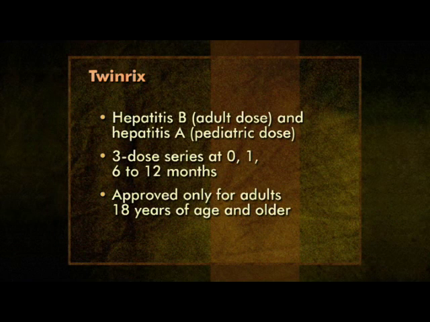Ray? In addition to single antigen formulations, hepatitis A vaccine is also available in a combination vaccine. Twinrix is produced by GlaxoSmithKline and was licensed by FDA in 2001. It contains a standard adult dose of GSK's hepatitis B vaccine, Engerix, and a pediatric dose of their hepatitis A vaccine, Havrix. The vaccine is administered in a 3-dose series at 0, 1, and 6 to 12 months. Twinrix is approved only for adults 18 years of age and older. No pediatric version of Twinrix is available in the United States.